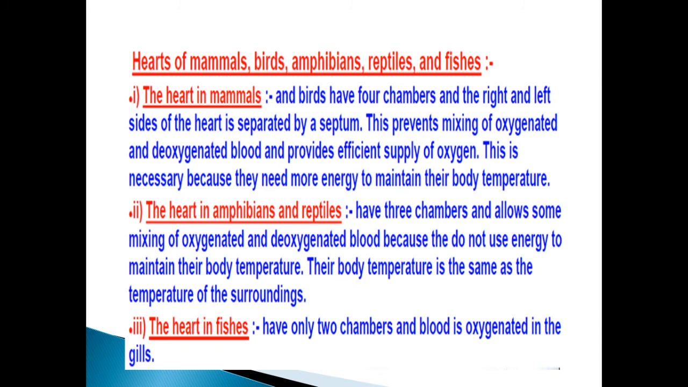Now, hearts of mammals, birds, amphibians, reptiles and fishes, how is it? In mammals, birds and human beings, the heart is a 4-chambered heart, whereas in amphibians the heart is 3-chambered, and coming to fish, it has only 2 chambers. The heart is a 2-chambered heart.